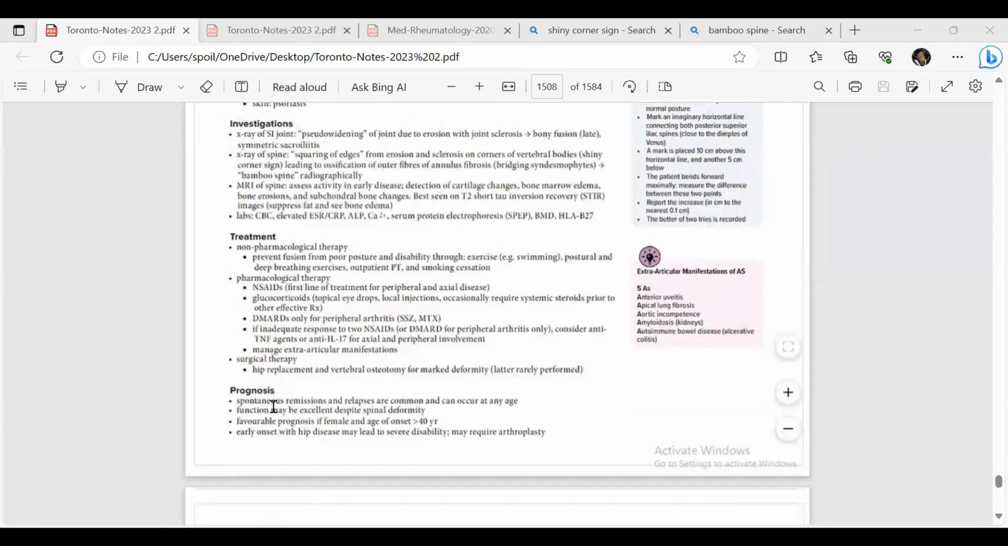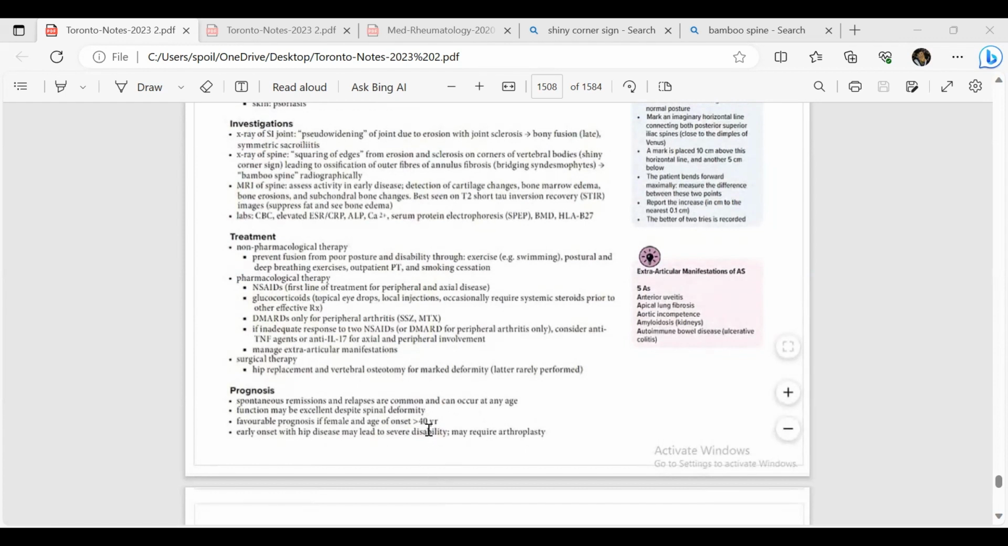And the prognosis is that spontaneous remissions and relapses are common and can occur at any age. So it can spontaneously relapse and remit, and it can happen at any age. Function may be excellent despite spinal deformity. The patient can function properly, but the spinal deformity will be there. Favorable prognosis is female sex and age of onset greater than 40. It means if the age is less than 40, then she might have all these kinds of symptoms. The prognosis might not be good. She might not respond to the treatment.